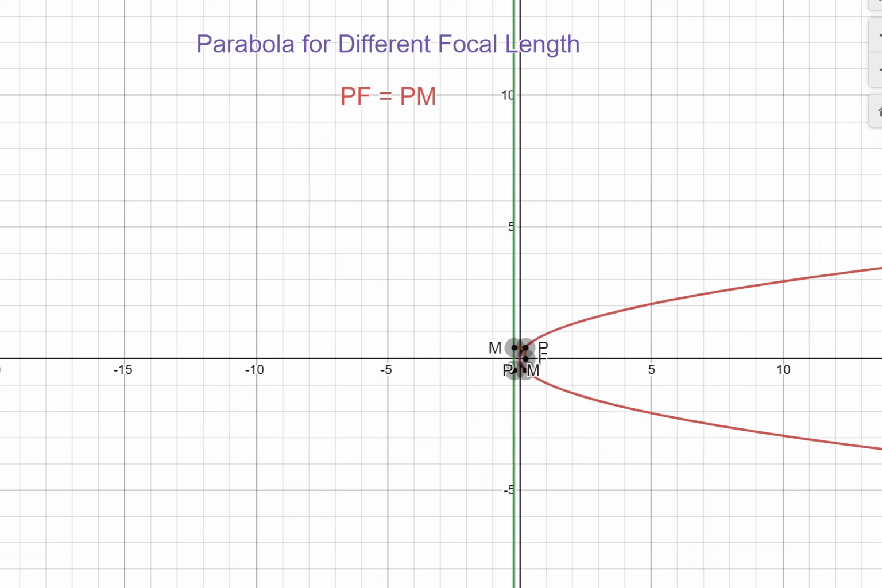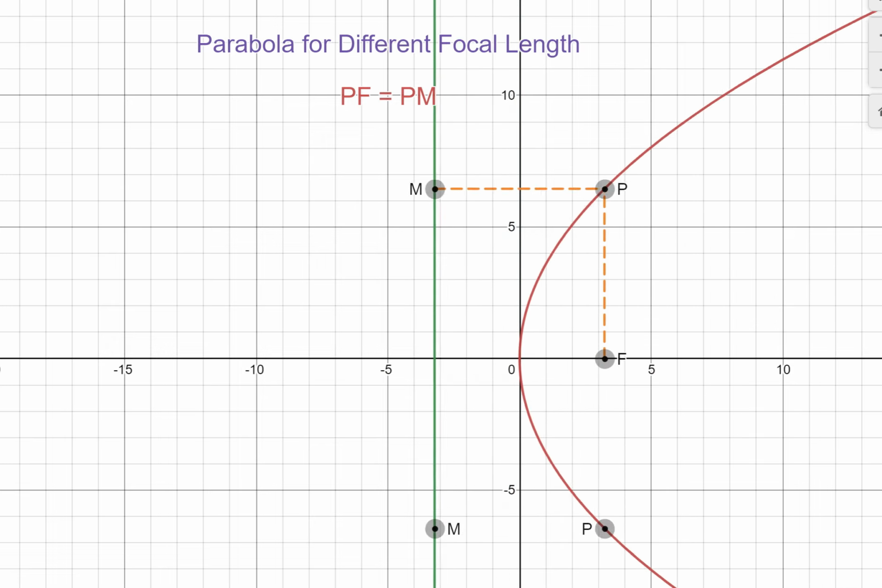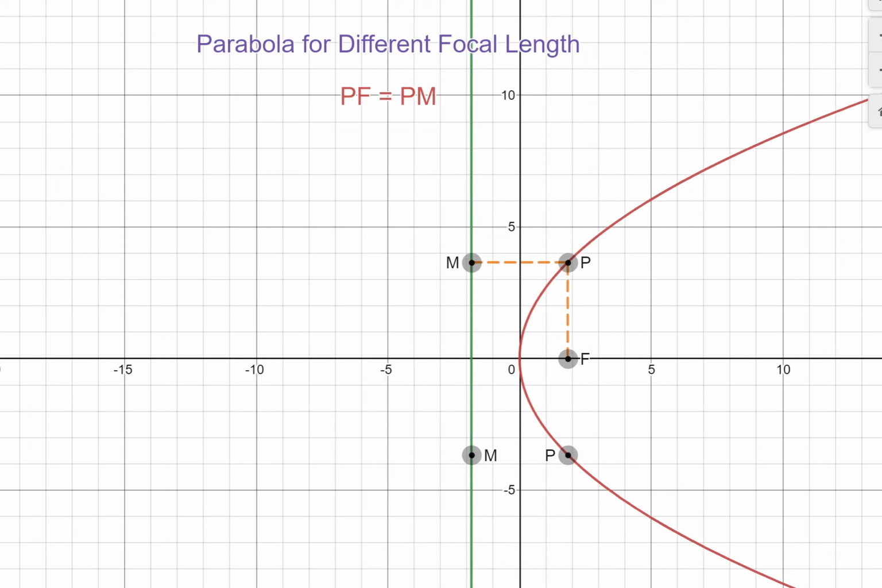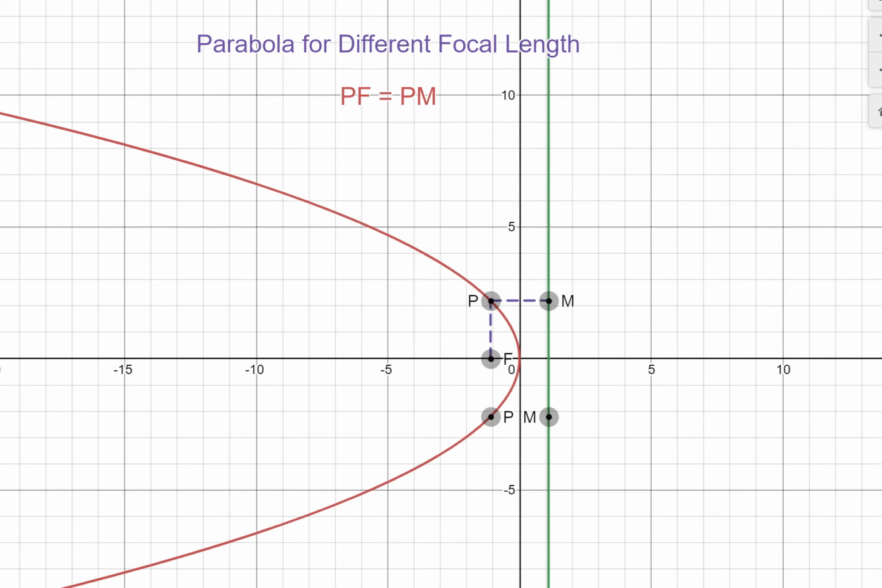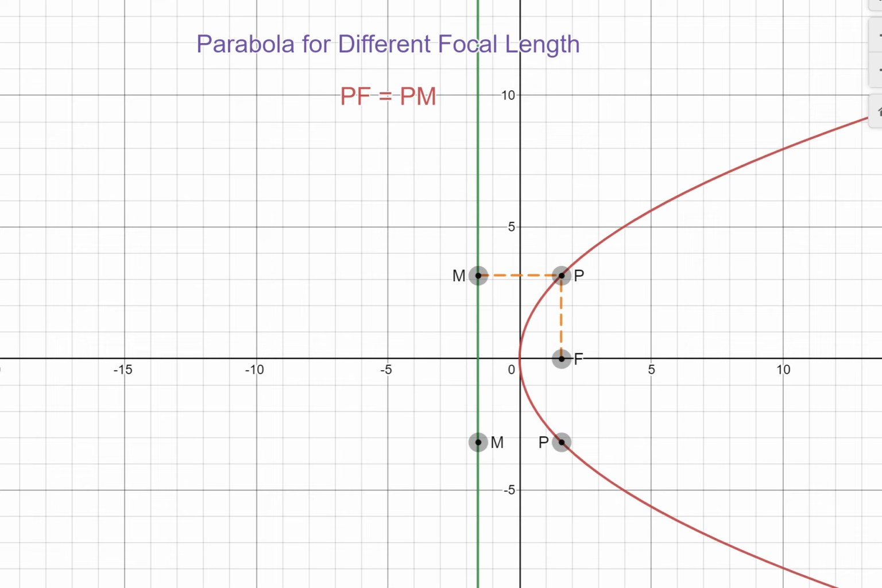Now the parabola shown here opens on the right side or on the left side. So that is one way it can open. The other way is that the parabola can open up or down. So we'll look into these four conditions.